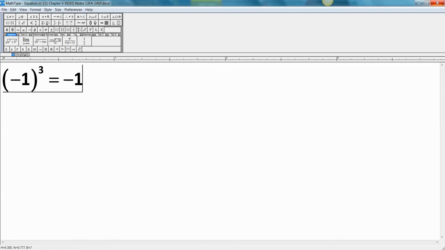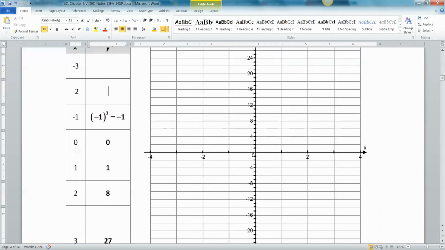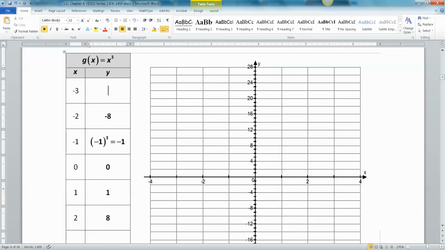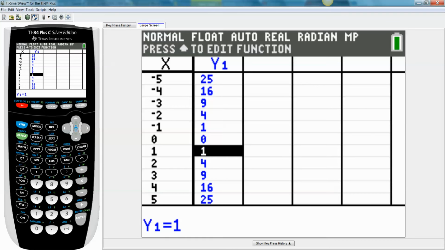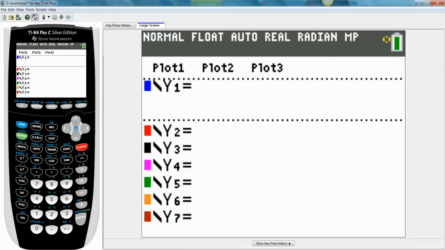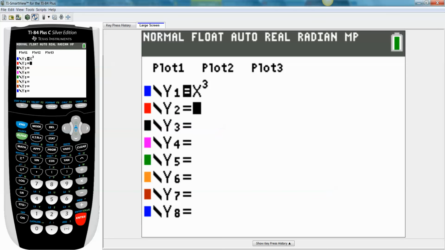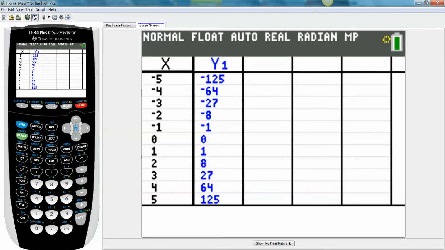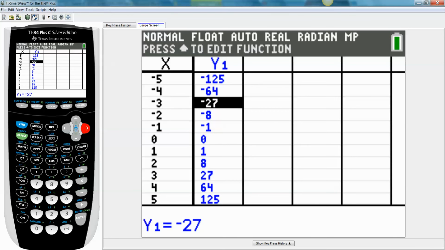So this is negative 1. Negative 2 cubed would be negative 8 and negative 27. Now, if I want to double check myself, I can grab the calculator, clear this, and type x to the third power, enter, and go to my table and double check. And sure enough, I'm right. There's negative 27, negative 8, negative 1, and so on.